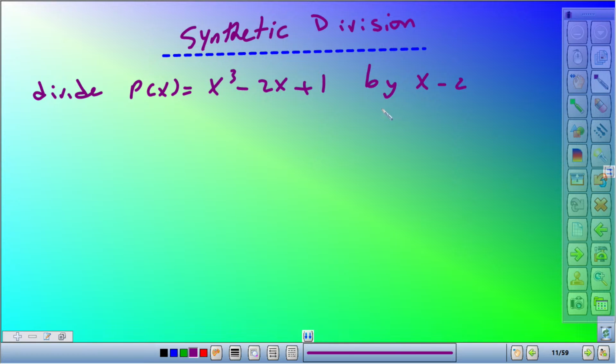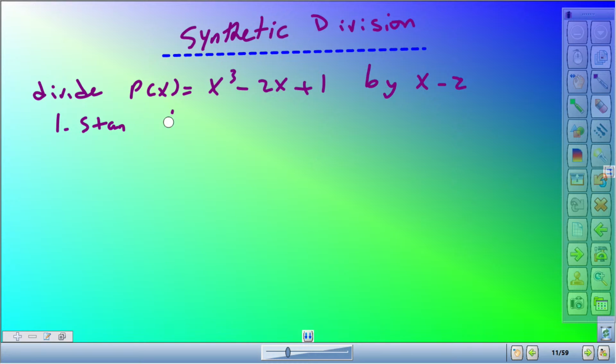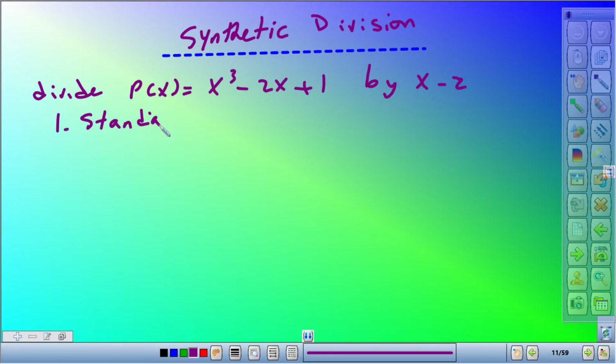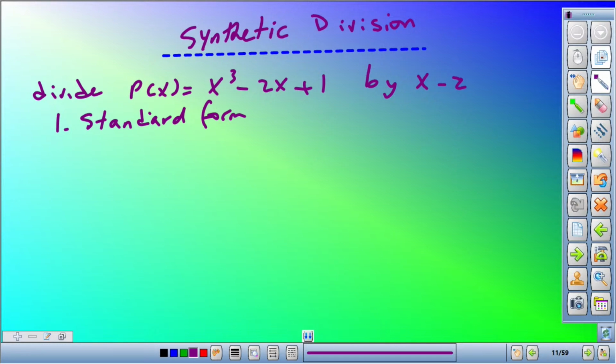So let's do that here. X minus 2. If I end up with 0 as a remainder, I'm lucky. It doesn't happen often, but I'm lucky if that is what goes on. First of all, is this in standard form? Standard form. Let me write this clearly, legible. Is this in standard form? If it's not, help me out to put this one in standard form. Am I missing anything? Is this ready for me?